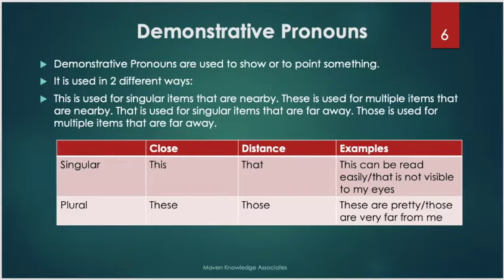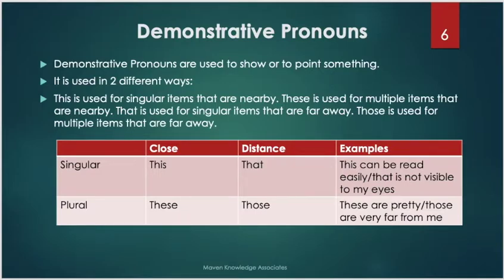It is used in 2 different ways. This is used for singular items that are nearby. These is used for multiple items that are nearby. So what are demonstrative pronouns? This, these, that, those. This is used for singular items that are nearby. These is used for multiple items that are nearby. That is for faraway items. That is used for faraway singular items. Those is used for multiple items that are far away.